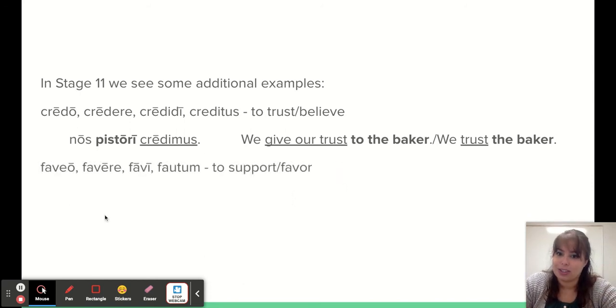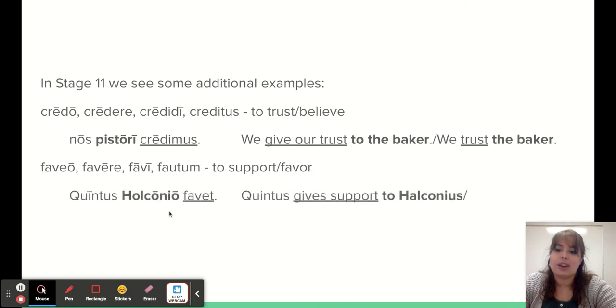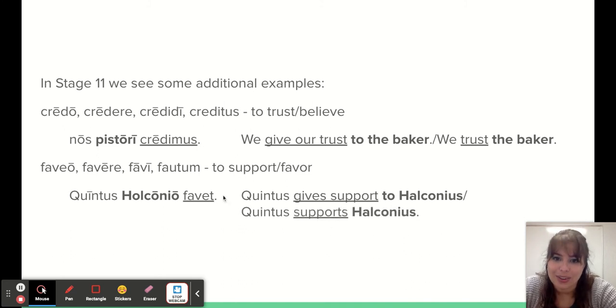There's a few other verbs that do this. So we have this verb faveo, favere, favi, fautum, which is to support or favor. And kind of a similar thing here, Quintus Halconio favet. So Quintus gives support to Halconius, or Quintus supports Halconius. So this is another one where in English we're typically going to translate it as Quintus supports someone, which we would think, oh, you're supporting someone, that's a direct object. But again, in Latin, technically, the sense is you're giving support to someone. So that's why you have that sort of dative direct object in that sense.